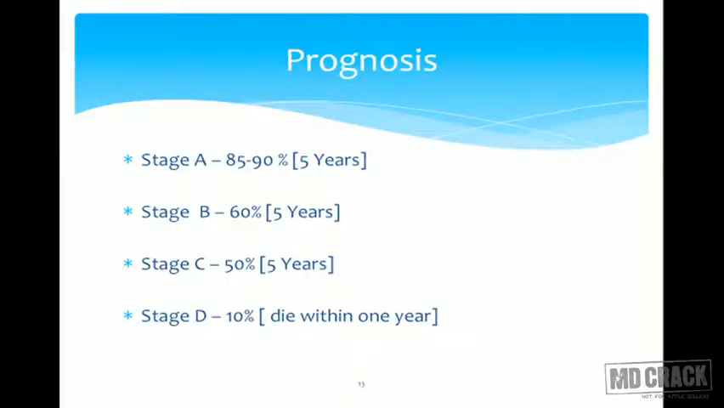Prognosis. Prognosis is usually very good for stage A disease. 85 to 90% will have a 5-year survival rate. For stage B, it is 60% for 5 year survival. Stage C can also have up to 50% provided they take chemoradiation post-surgically and follow up with us meticulously. However, stage D will have only 10% survival rate because of the widespread dissemination of the tumor, and the majority of the patients will die within 1 year.